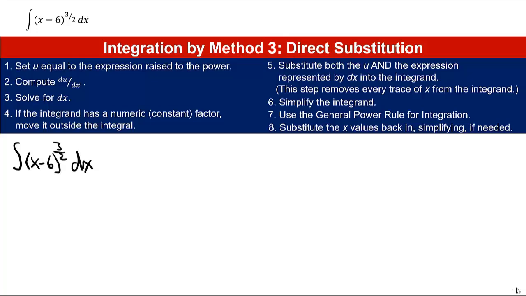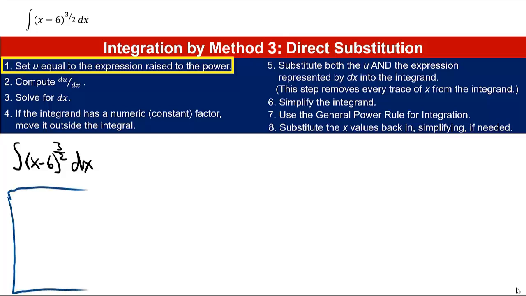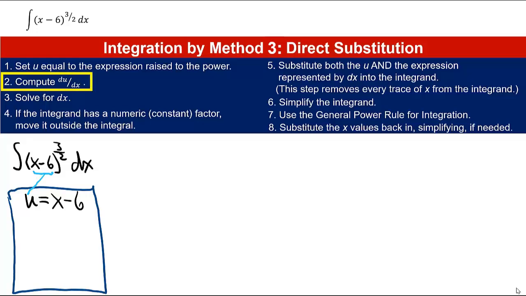Now let's just go through the steps. Step 1 says to set u equal to the expression raised to the power. Here that would obviously be the x minus 6. So we set u equal to x minus 6. Step 2 says to compute du dx. That's the derivative of u with respect to x. That would just be 1.